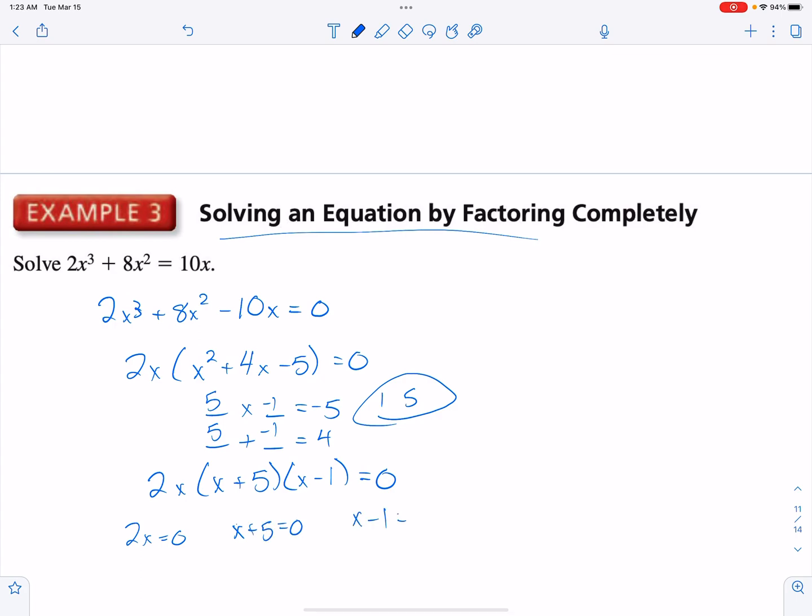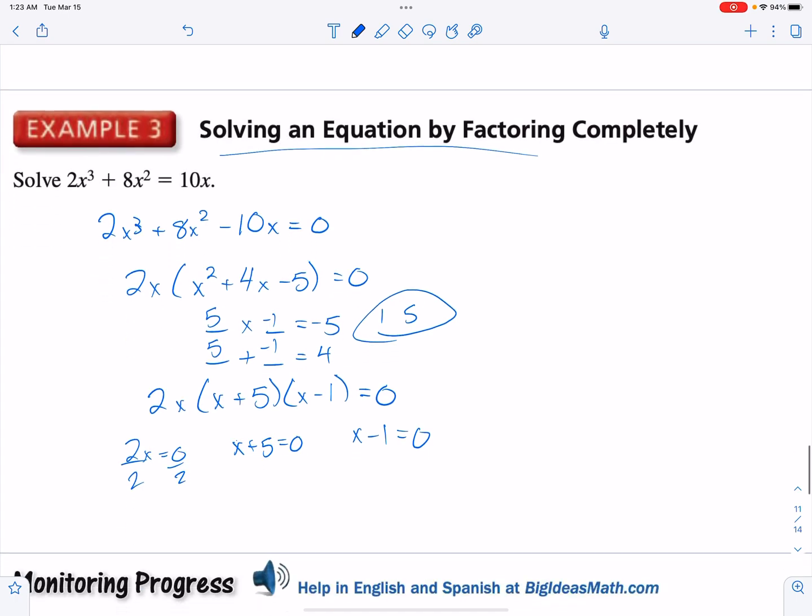And I get my solution. So if I had a third power at the beginning, I should get 3 answers. Now, sometimes they might be repeated roots or repeated answers, but more often than not, you should get 3 answers. So x equals 0, x equals negative 5, and x equals 1.